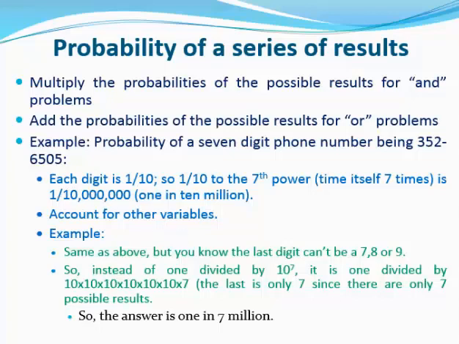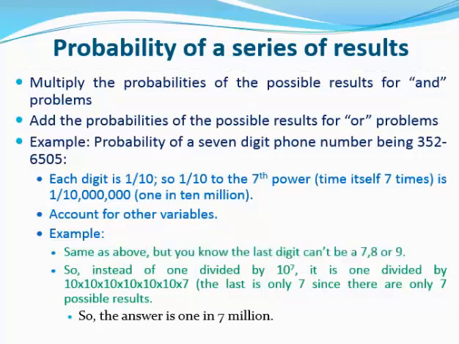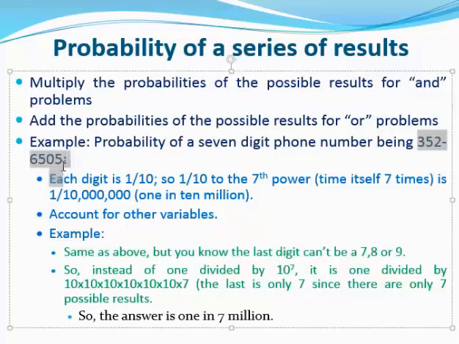What if you put some conditions on it? Then you have to watch out for those conditions. So let's say, for example, you have the same rules as above, but this time we know the last digit cannot be a 7, 8, or 9. We know the first 6 digits can be anything, and the last digit cannot be 7, 8, or 9. So how many different possibilities are there?